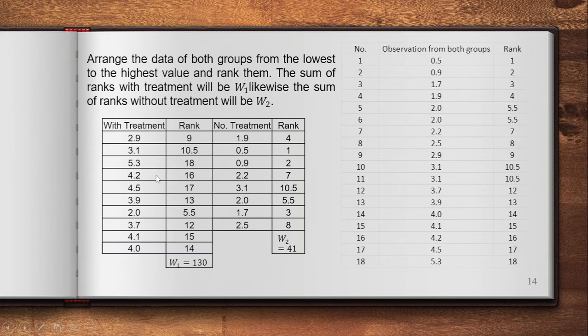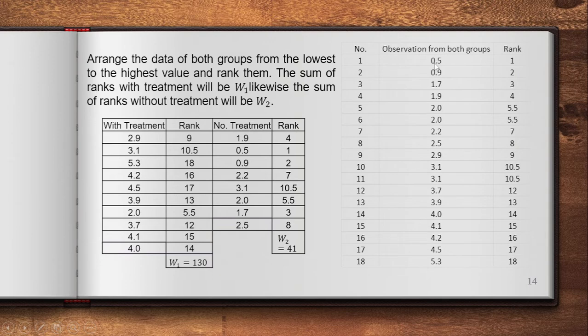So, dito po, pinaghalo po yung with treatment and no treatment. Kaya po, pinag-ranking from lowest to highest. So, number 1 to 18. So, there are 18 because 10 plus 8 is equal to 18. And pinag-ranking na po siya from lowest to highest. So, ito po siya.